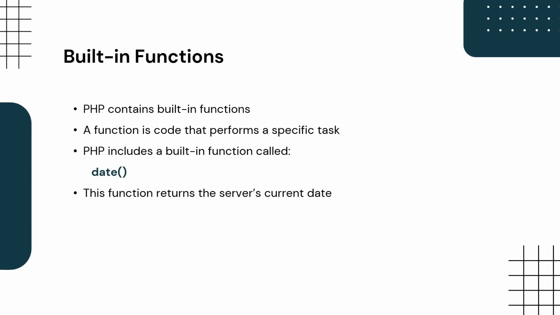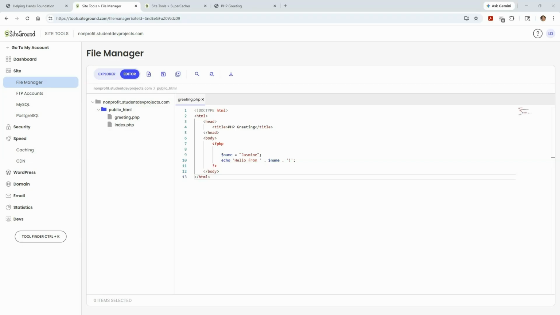Now, PHP contains many built-in functions. A function is basically just a simple piece of code that performs a specific task. One useful function that you'll be using is the date function. What it does is retrieve the current date and time from the server. So now let's make our page a little bit more dynamic by displaying the current date. We're going to update our block of code here.